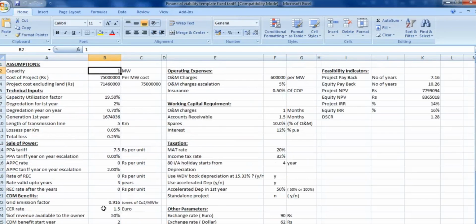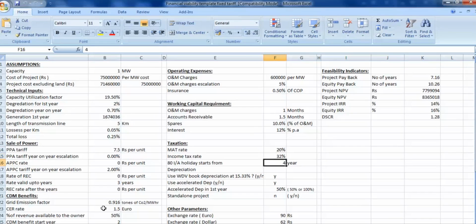Now coming back to the operational expenses, we have considered O&M charges of 6 lakh rupees per megawatt and an escalation of 5%, and an insurance cost of 0.5% of cost of project. The working capital requirement has been based on O&M charges as well as spare stocks and accounts receivable of 1.5 months. We have considered interest on working capital as 12%. Minimum alternate tax has been considered 20%. Normal income tax is 32%.